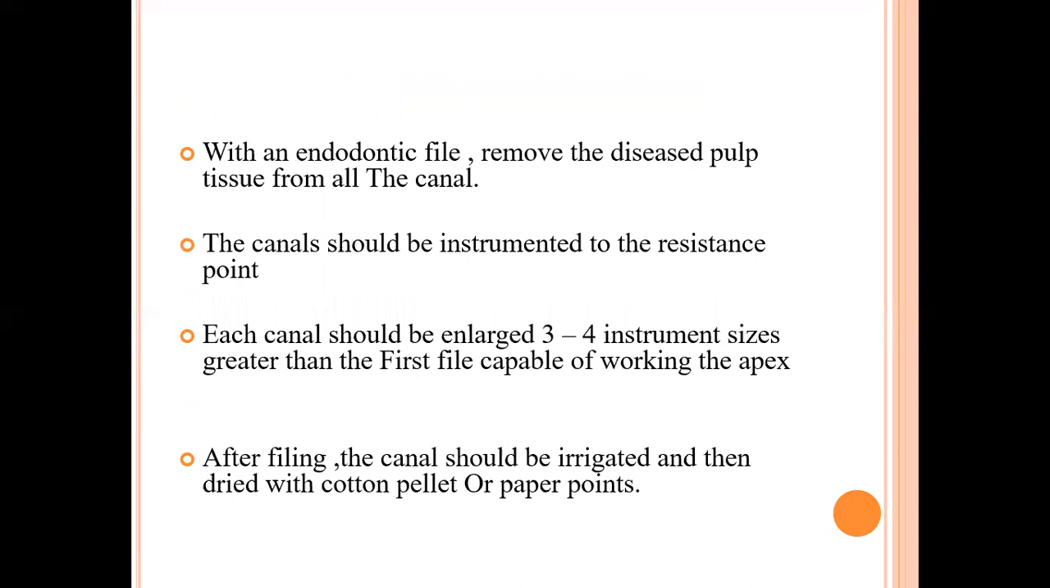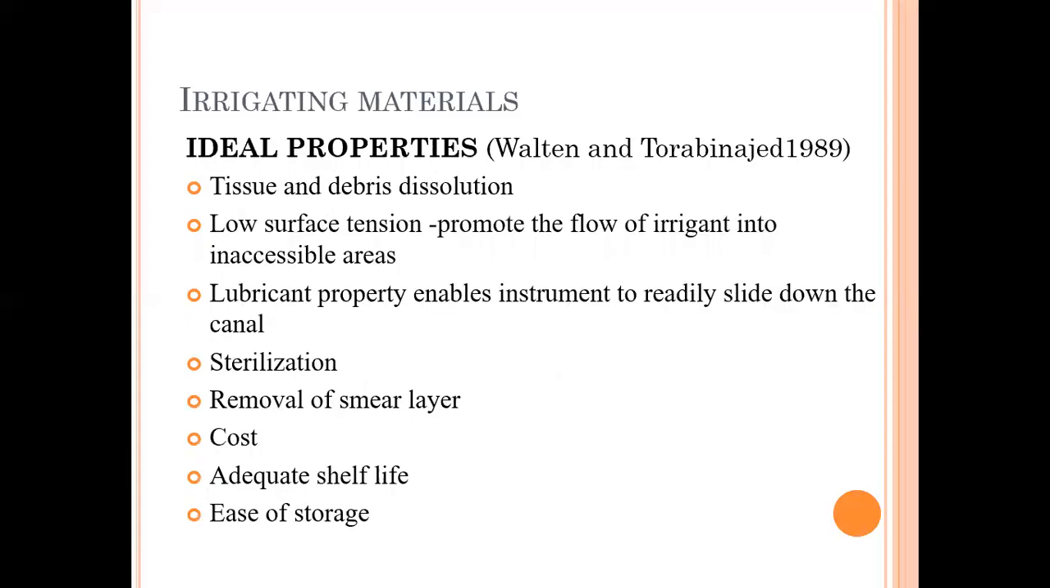The procedure involves using an endodontic file to remove the diseased pulp from all the canals. The canal should be instrumented to the resistance point. Each canal should be enlarged 3 to 4 instrument sizes greater than the first file capable of working the apex. After filing, the canal should be irrigated and then dried with cotton pellet or paper points.